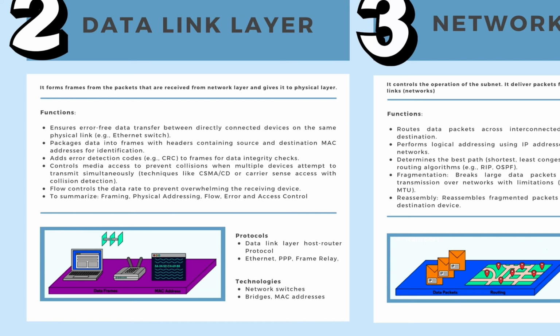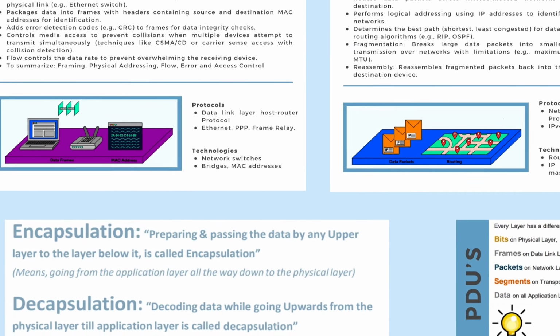Well, it ensures error-free data transfer between directly connected devices on the same physical link. For example, we can use as a device an Ethernet switch, which is very important in this layer. We also say that it packages data into frames with headers containing source and destination MAC addresses for identification. This is a very important function because we see what's the main unit for this layer, which is basically frames. Okay, very well.